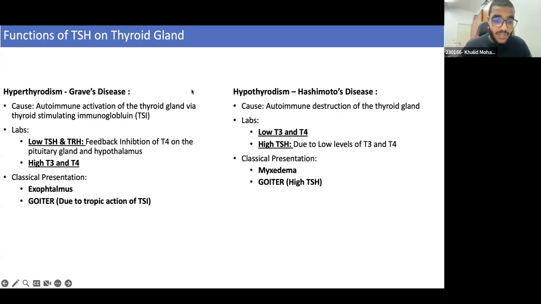Classical presentation is myxedema, which is the swelling around the eyes. So that's different from protruding of the eyes. Swelling around the eyes is different from the eyes coming out, okay? And again, you'll see a goiter, but this time it's due to high TSH levels, okay?